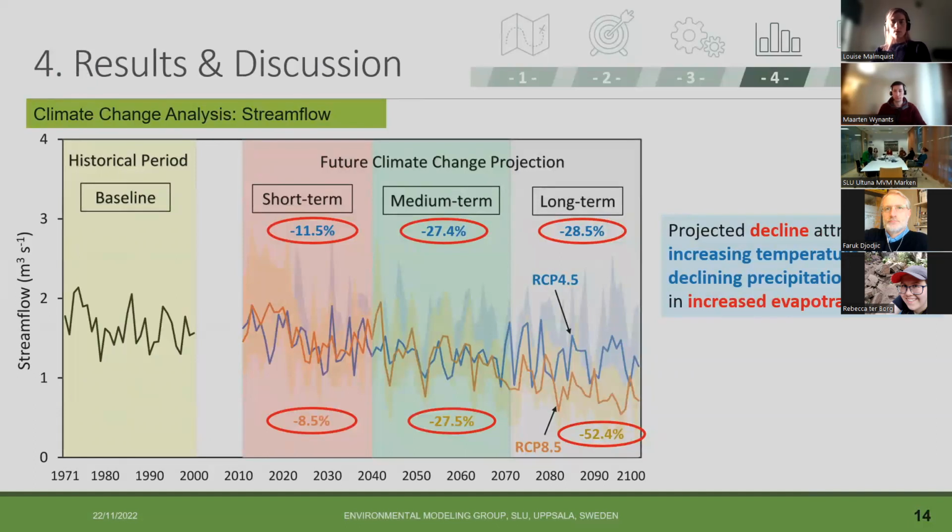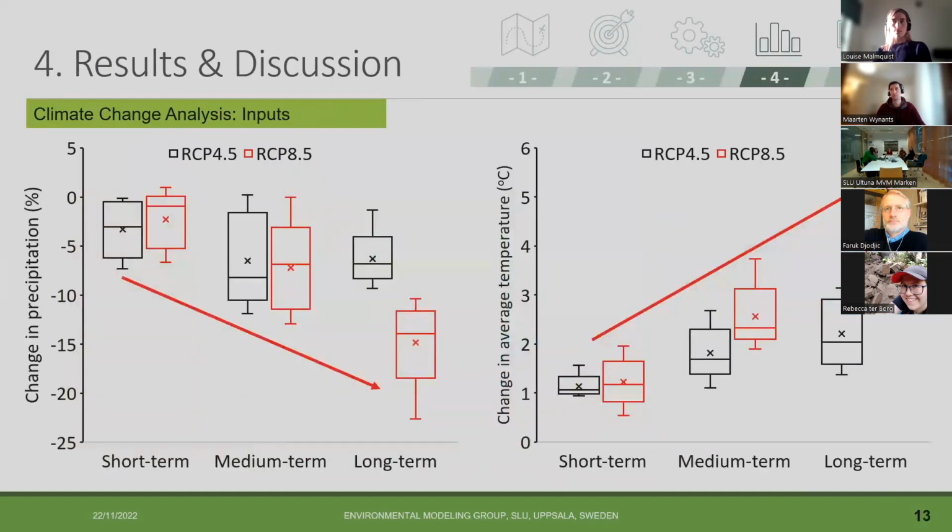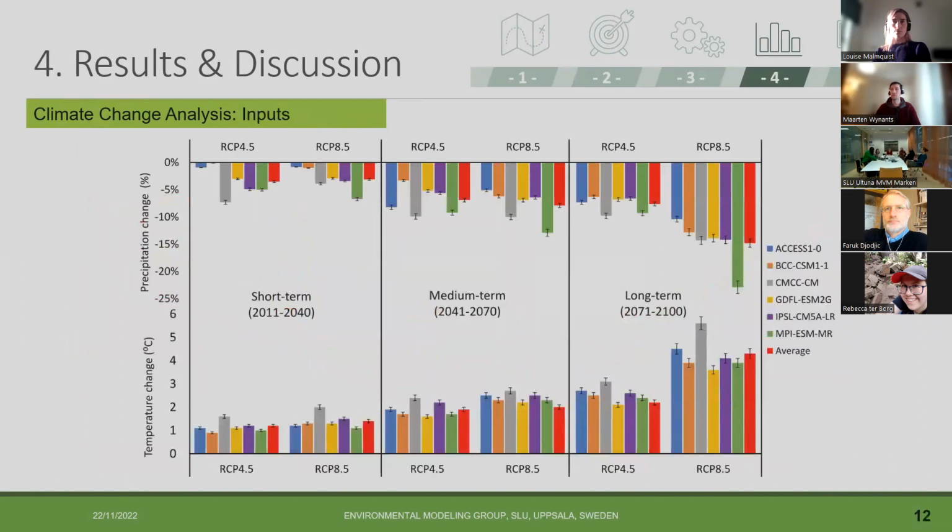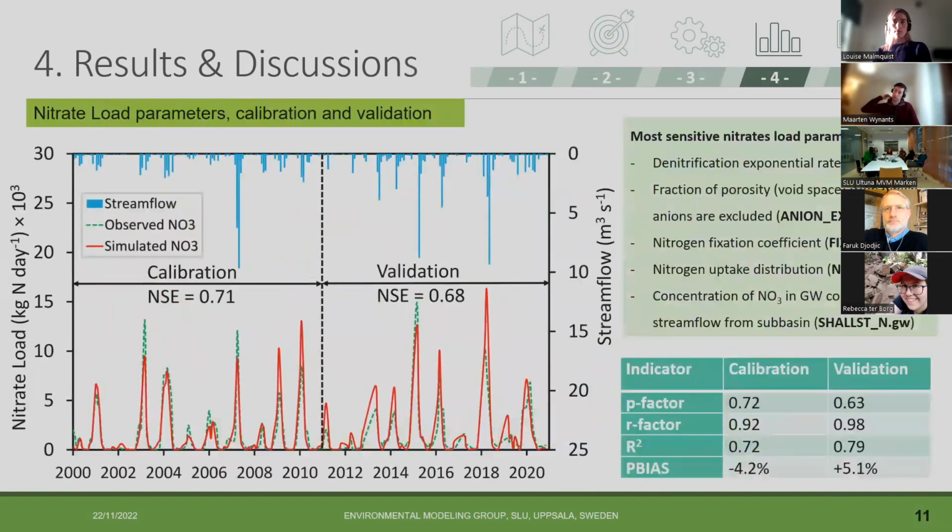Could you tell us a bit more about what were the sensitive parameters for the nitrate loads? Because I didn't manage to read it when you were. Okay, the nitrate loads were mainly affected by the denitrification exponential rate. I think this affects how much the denitrification happens, and then the fraction of porosity of which an ion excels.